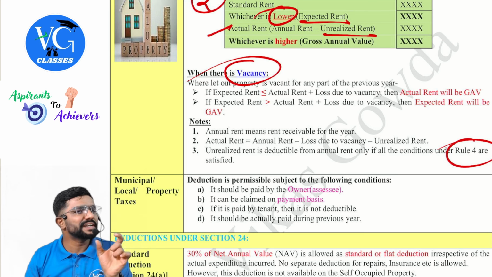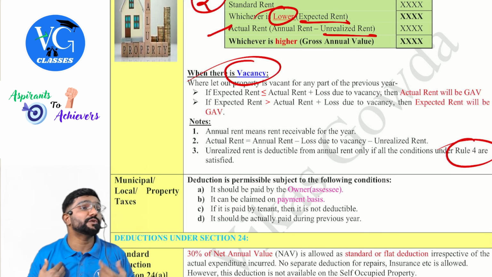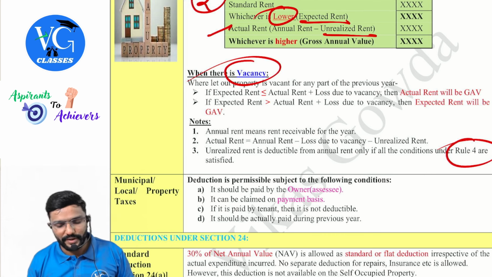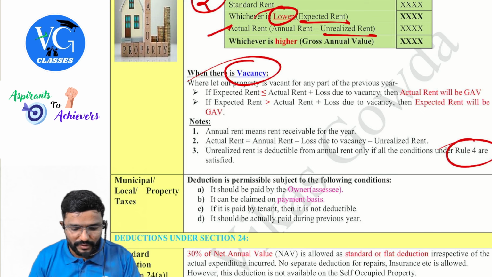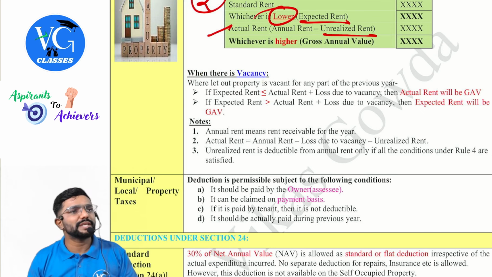Yes. So is unrealized rent and loss due to vacancy the same? No. Loss due to vacancy is the loss suffered by the owner due to vacancy of the property. Yes, sir. Now let us see, if there is vacancy, how do we compute gross annual value?